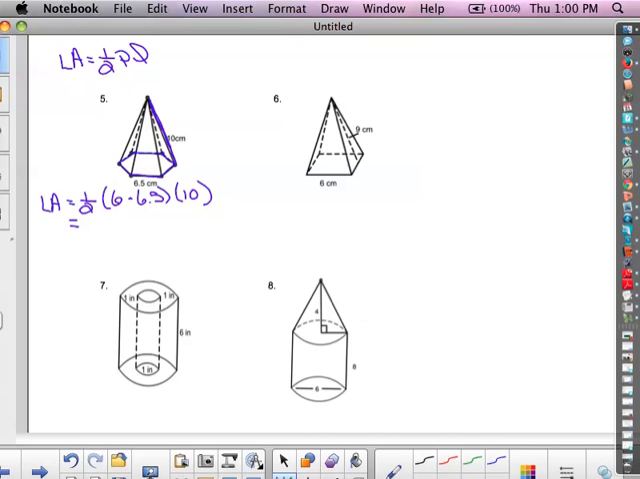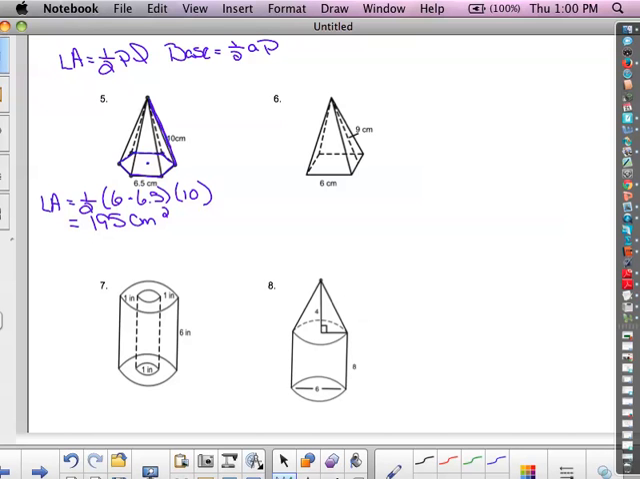So that gives me 0.5 times 6 times 6.5 times 10, which is 195 centimeters squared. Then I have to find the area of the base. I'll do that up here. So the base, remember, is 1/2 the apothem times the perimeter.